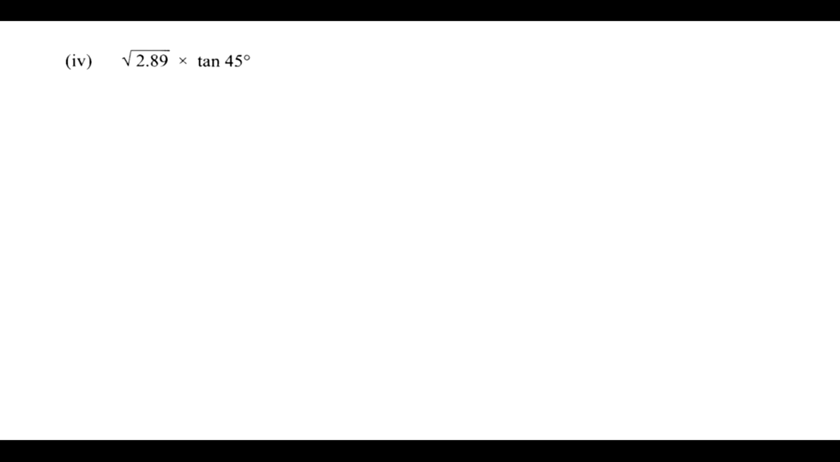Okay, and we have another one here, part 4, which is the square root of 2.89 multiplied by tan 45. So we can work out the square root first. Square root of 2.89 gives me 1.7, multiplied by tan 45. So we type tan 45, we get 1. So therefore this will give me 1.7. Right?